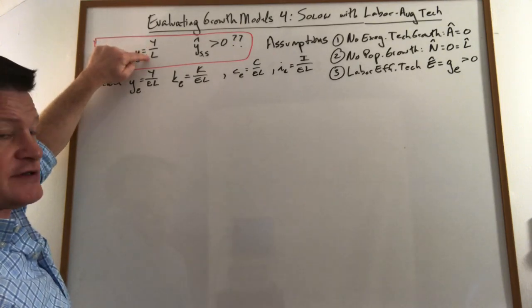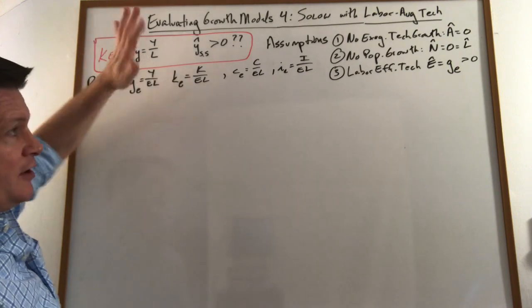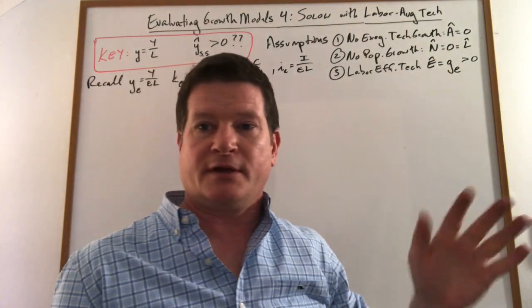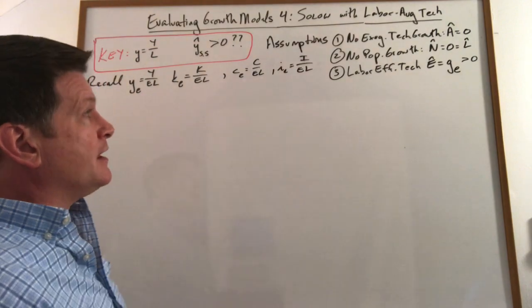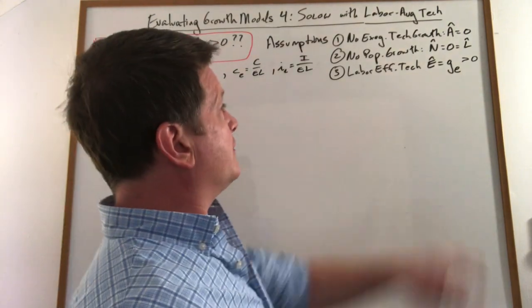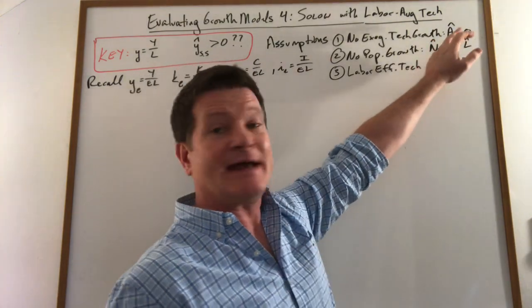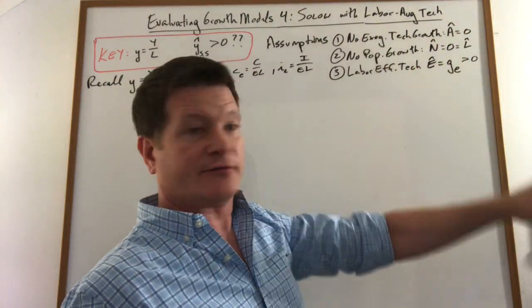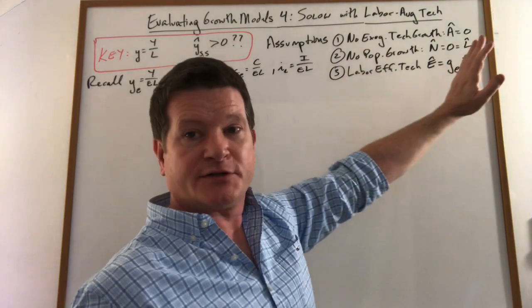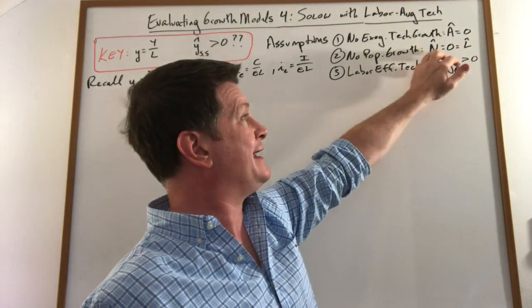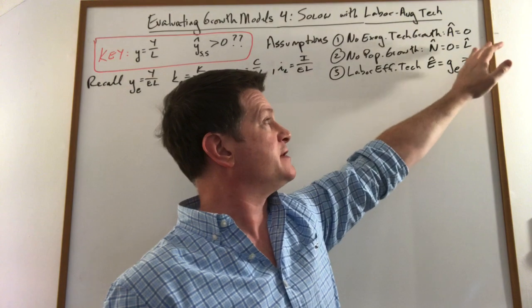GDP per person in the economy, which we're going to call L and assume is the same as the population. The other assumptions are that there's no other exogenous technological growth in this model. So A is not growing, A hat is just 0. There's no population growth occurring in this model. So N, the population, is growing at 0, which means labor is growing at 0.